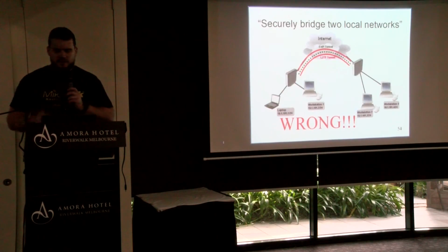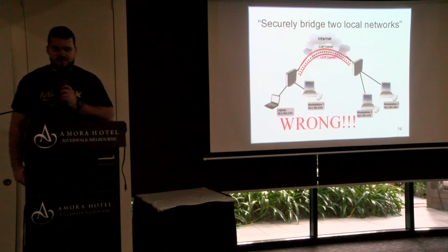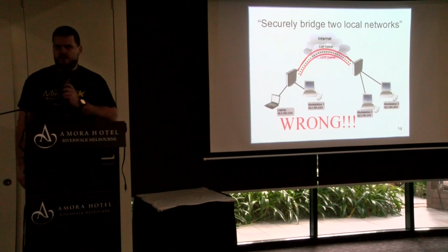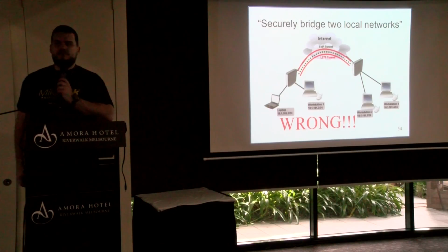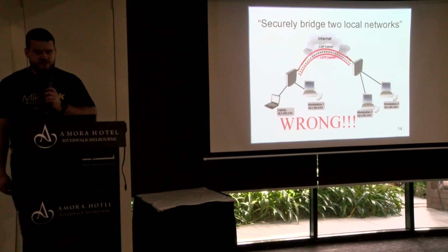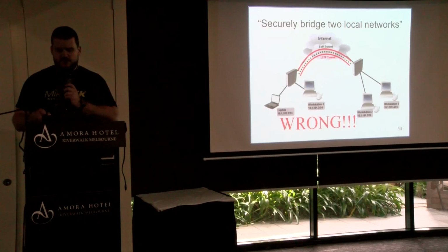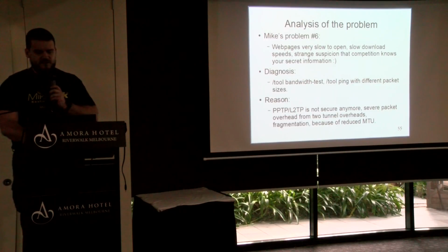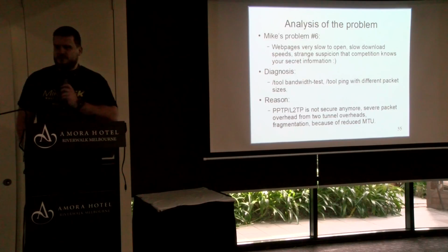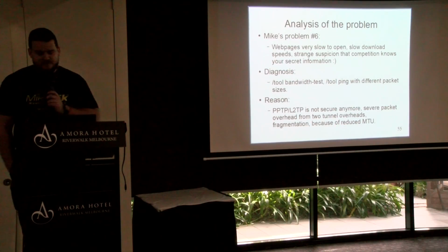So of course, we forgot one thing. In Mike's setup, he needs all devices to be in the same network, so he needs to use Ethernet over IP. Of course, he jumps to the MikroTik manual and finds the old example that to securely bridge two local networks, you need to create an L2TP tunnel and then run an Ethernet over IP tunnel over it. But that was a long time ago and it's wrong currently. Because web pages will open slowly, there will be slow download speeds, and even a strange suspicion that the competition knows all your secrets. You can diagnose all those things with the ping tool with different sizes, and the bandwidth test.